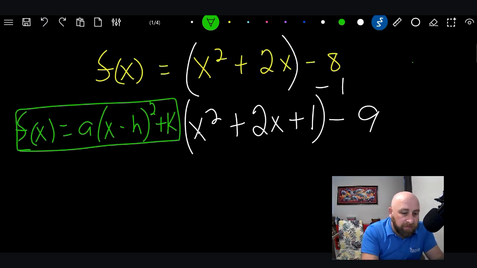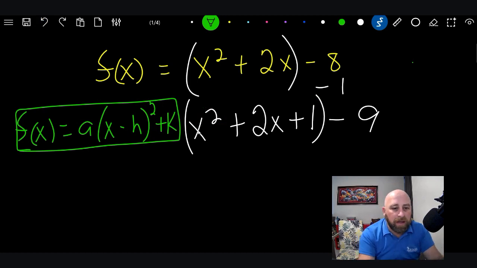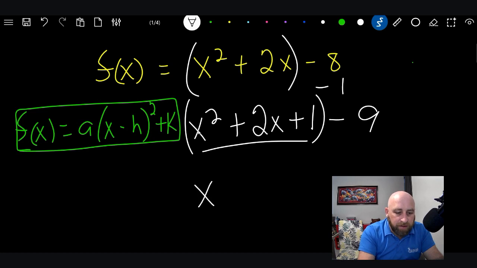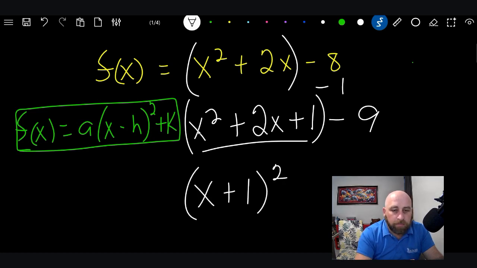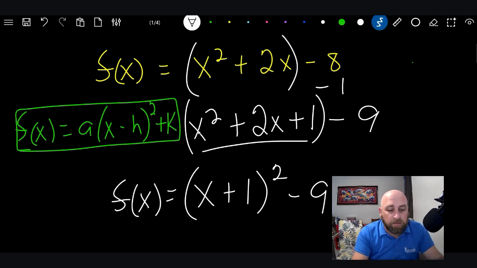What else do we have to do? Well, we had to get this squared out here, because look, the squared is outside of the parentheses. Well, how could we do that? Well, we can factor this. What is this factored? (x plus 1) squared. So basically we took that square outside of the parentheses by factoring it, minus 9. And so now we are in standard form. The function of x equals (x plus 1) squared minus 9.